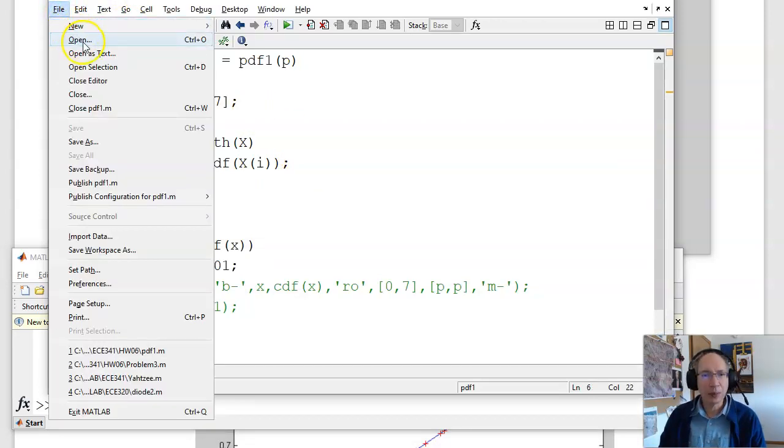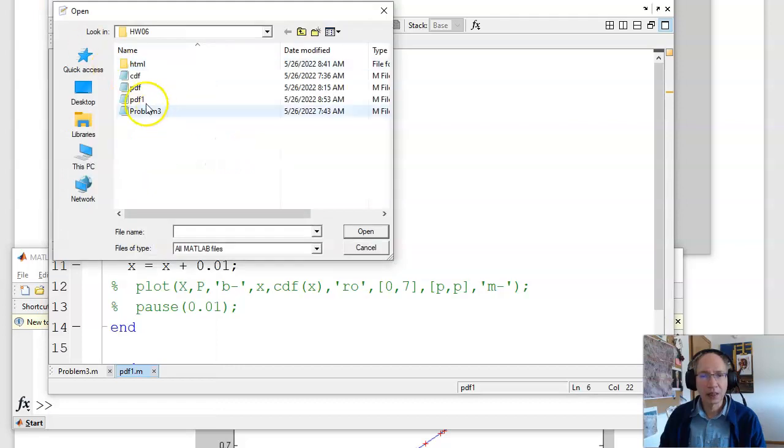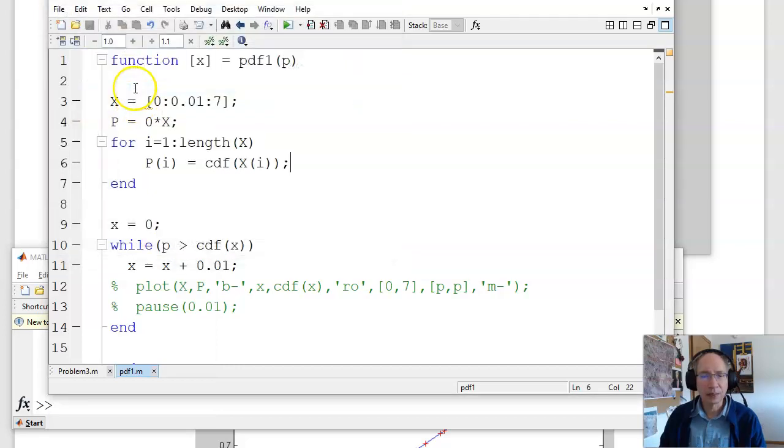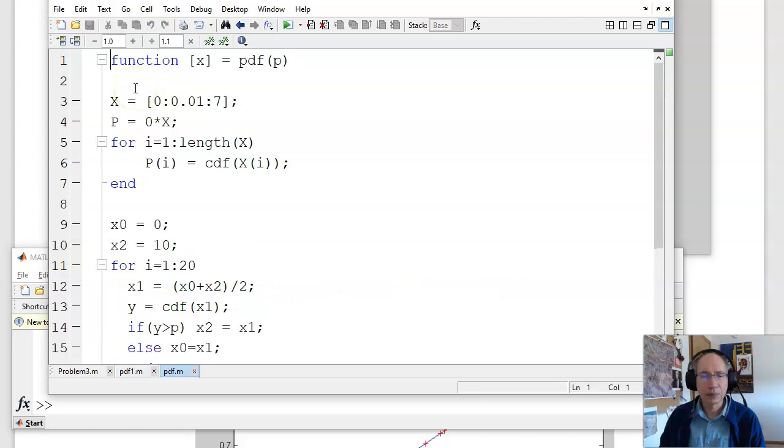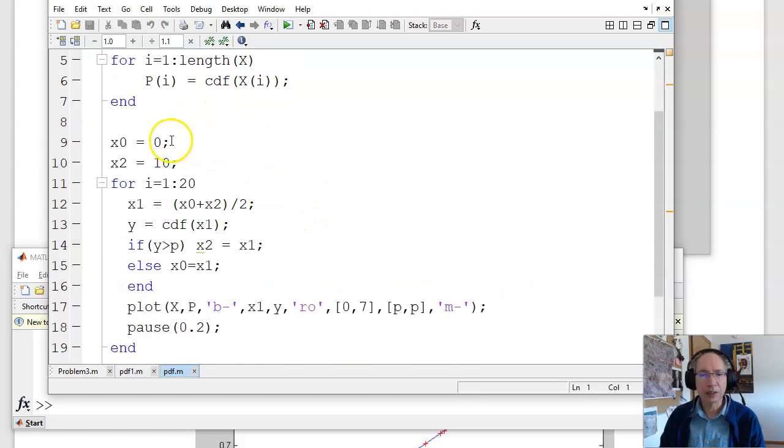A better one would be interval halving. With interval halving, what I do is I guess the two endpoints. I think the solution is going to be between 0 and 10. Then take the midpoint. If at the midpoint I'm above P, replace the right endpoint. If I'm below P, replace the left endpoint. Repeat 20 times. So, kind of show you how that works.